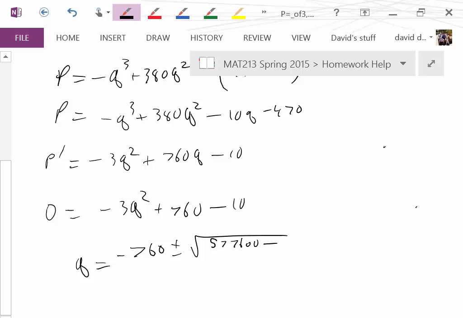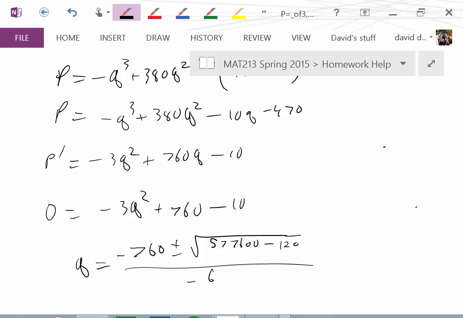577,600 minus 4 times A times C. So let's see, 4 times negative 3, well, that'll make that a positive, but then this negative is going to make it back to a negative. All right, so 4 times A, that's 12. 12 times 10, 120, all over 2 times A, so that's negative 6. So let me go ahead and pause the video, and I'll come up with what that number is.